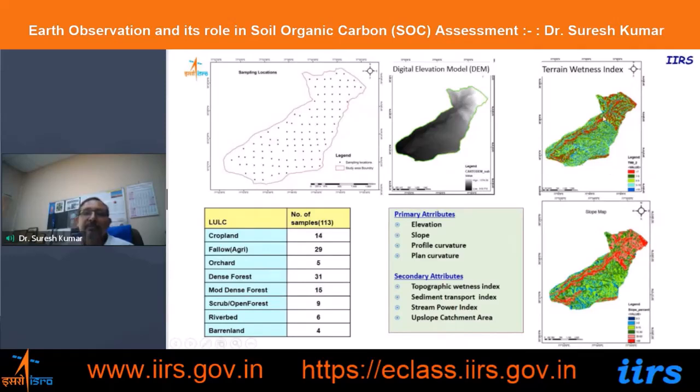Here the map shows the terrain wetness index, and here it is the slope. So we can see the upper area has the higher slope, represented by the red color, and the blue color is showing less slope, 3 to 5% slope. Here, for wetness index, blue color is showing high wetness, and red color is showing low wetness, because of topographic control.